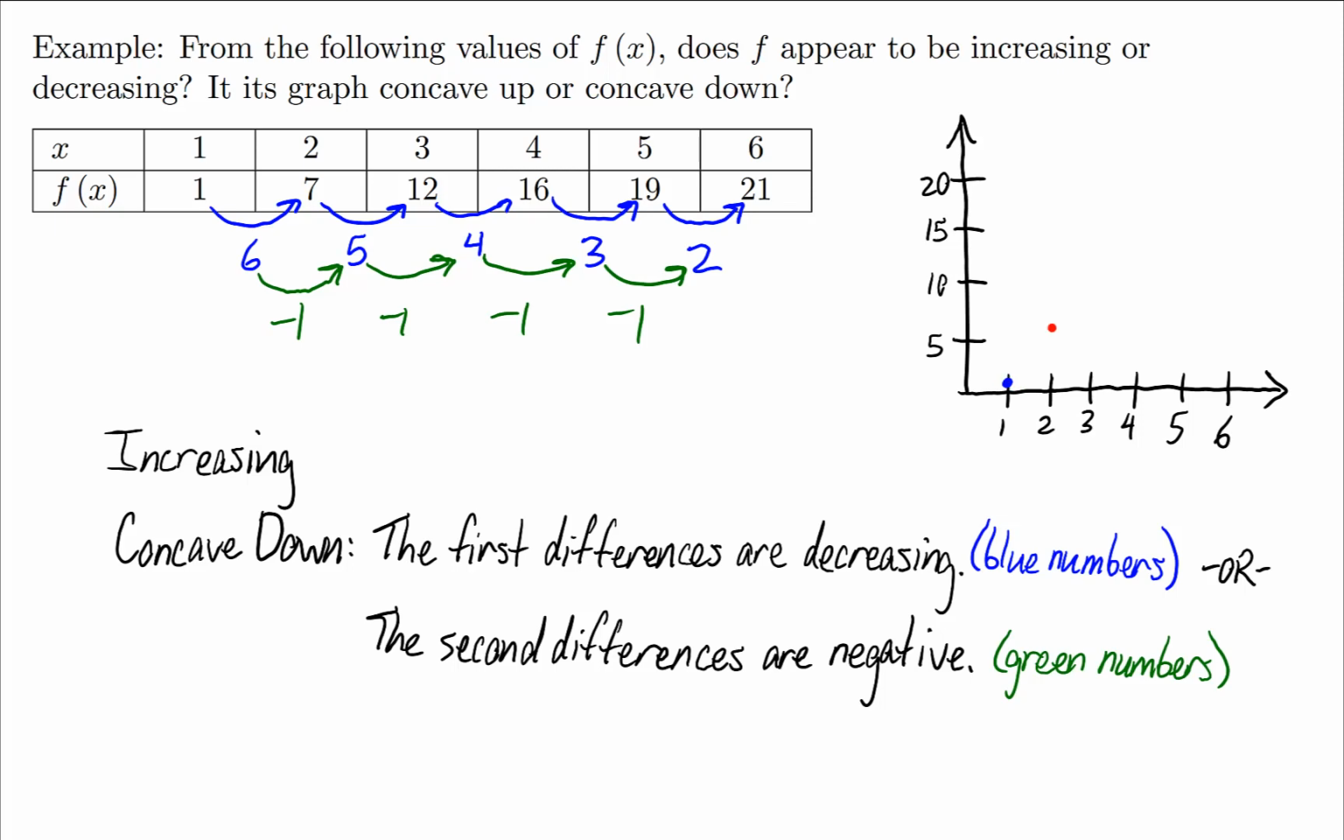Then we have 2, 7, 3, 12, 4, 16, 5, 19, and 6, 21. Now let's just draw some straight lines through these. It's kind of hard to tell because I drew this on a plane that didn't have any grid marks, but you can see that this graph is actually bending downward. And because it's bending downward, that's yet a third reason for why this is concave down.